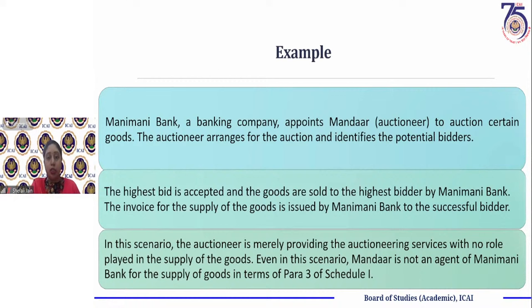Now, when the highest bid is accepted and the goods are sold to the highest bidder, the invoice for the supply of the goods, because Money Money Bank has appointed Mandar as agent and Mandar has identified the potential bidders. Bidders are the buyers of these goods. But the invoice has been issued by Money Money Bank and not by Mandar in his own name. So in this case also, Mandar is not an agent as per Para 3. The transaction of auction by Money Money Bank to potential bidders is a supply transaction, but the transfer of goods by Money Money Bank to Mandar will not be supply as per Para 3 of Schedule 1.